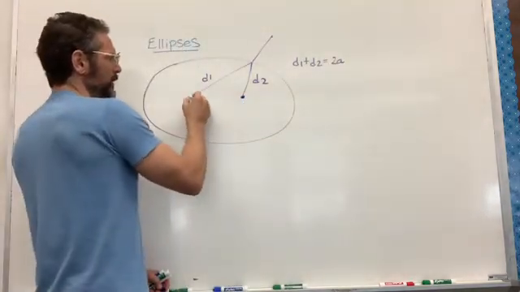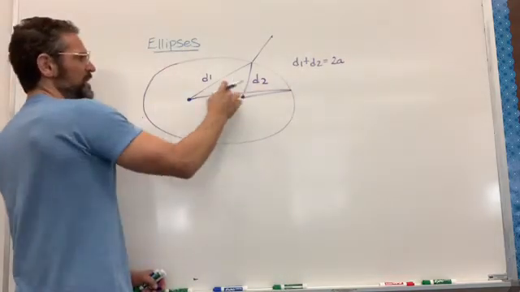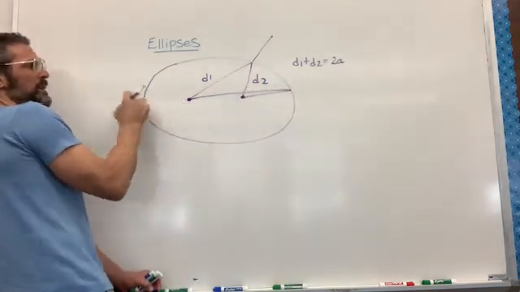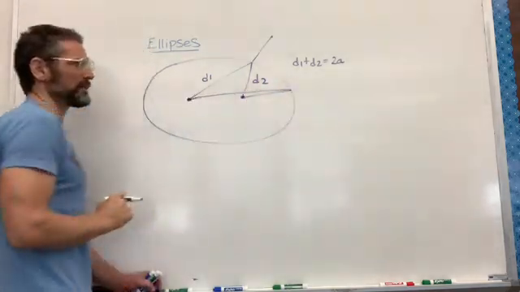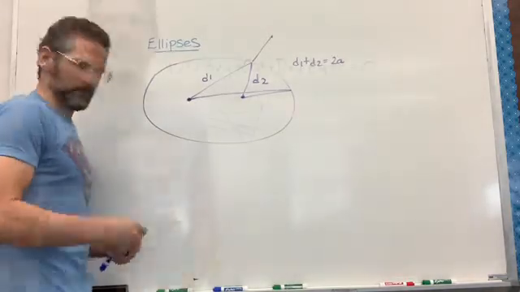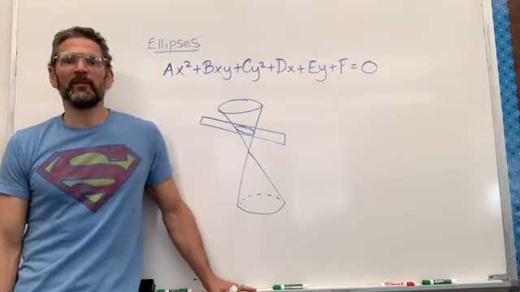Why is that? Well, let's look at, if I put the string over here, you can see that this distance is repeated twice. If I put it here, then I'm going across the major axis, and that constant would in fact be 2A. When we're talking about ellipses, let's not lose sight of the fact of what we're looking at here.